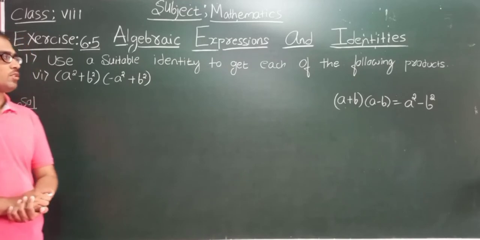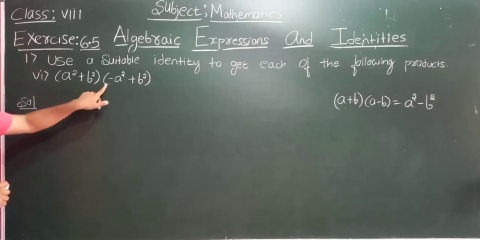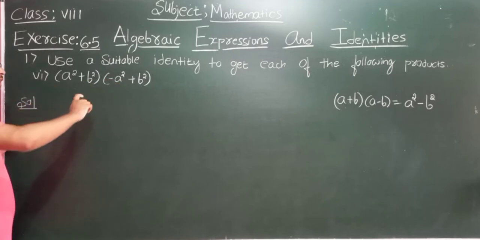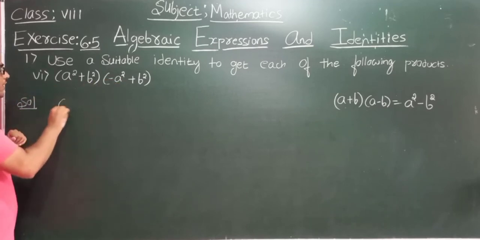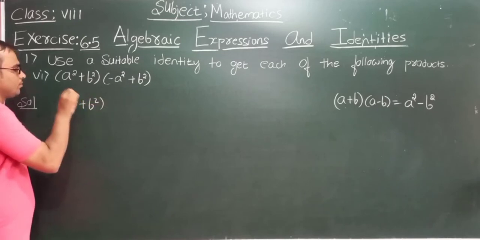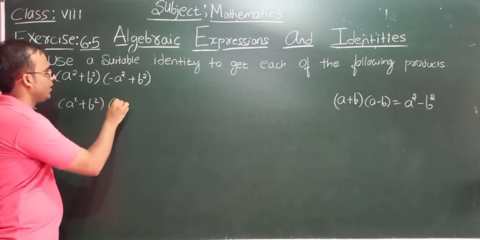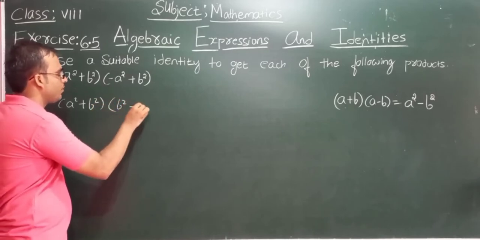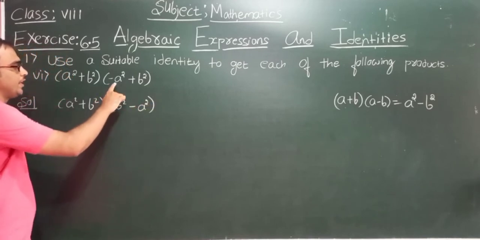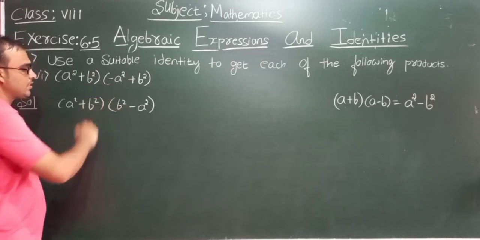Now let's solve the sixth question. What have they given? A square plus b square into minus a square plus b square. We can rewrite this: a square plus b square, and this one we can rewrite as b square minus a square. So minus a square plus b square can be written as b square minus a square.